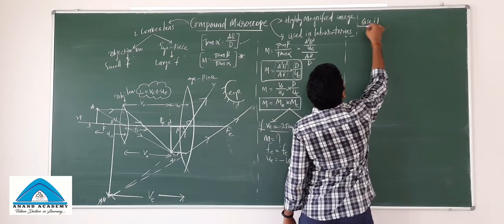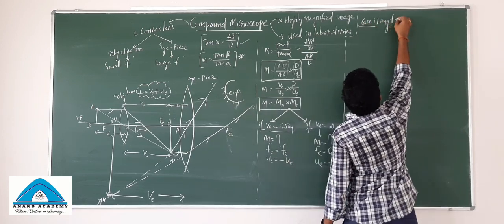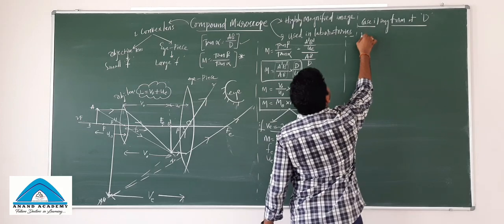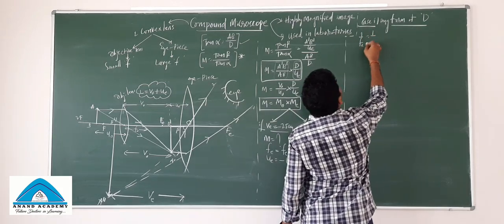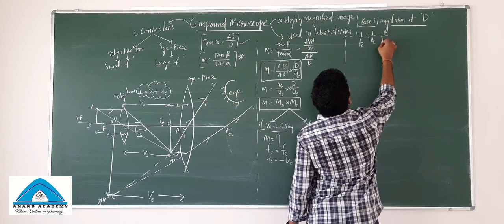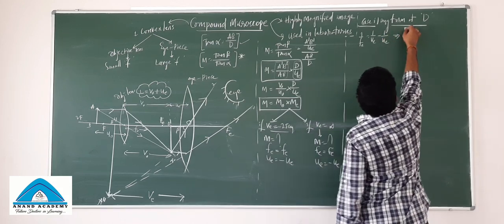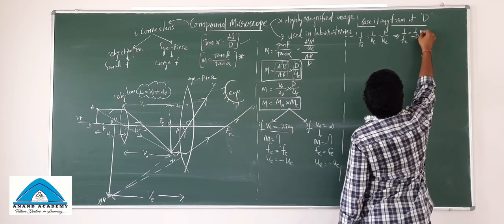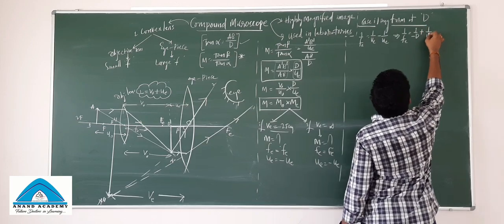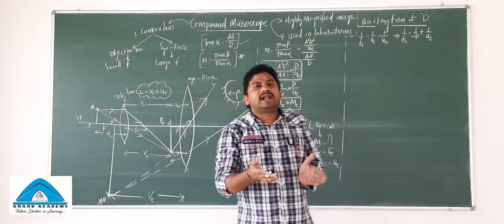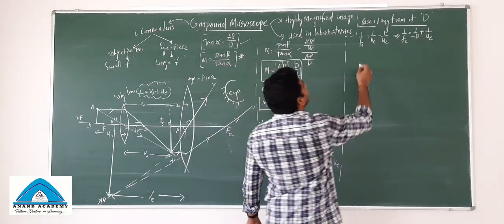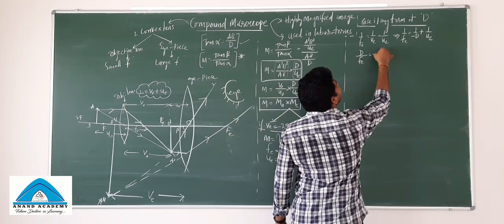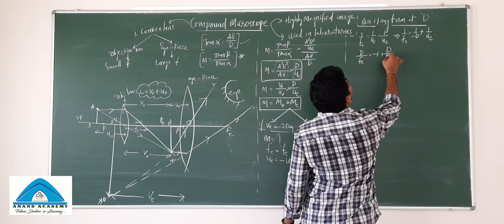What is our case 1? Image forms at D, that is 25 cm, right? So 1 by f is equal to 1 by v_e minus 1 by u_e. Let us apply. 1 by f_e is equal to 1 by minus D minus of minus plus 1 by u_e. So if I multiply both the sides with D, what I get? So D by f_e is equal to minus 1 plus D by u_e.